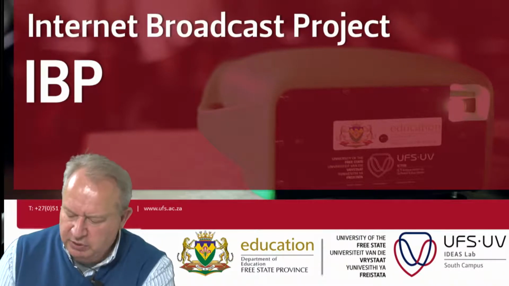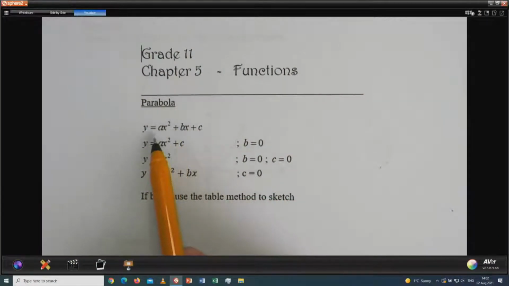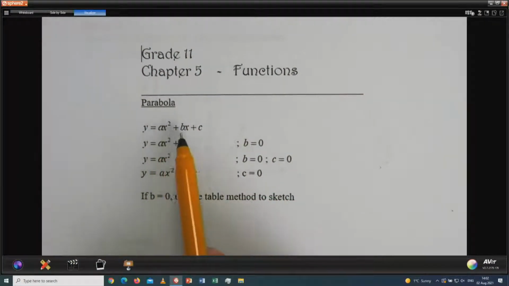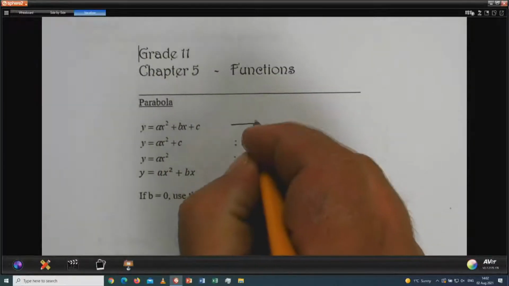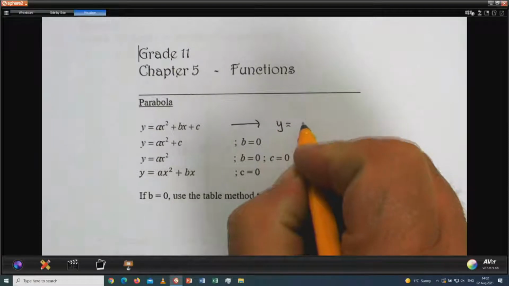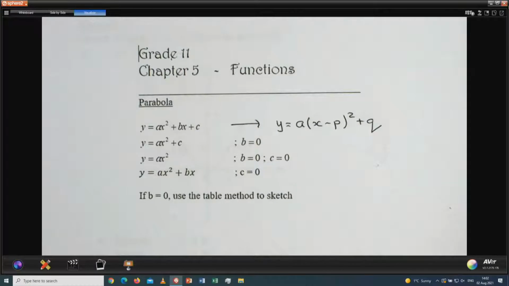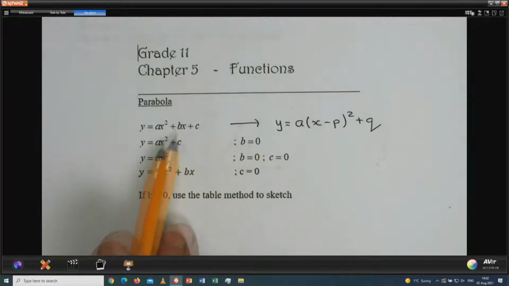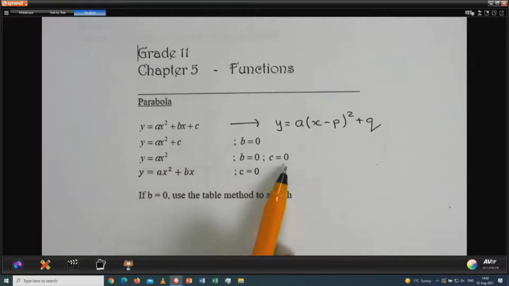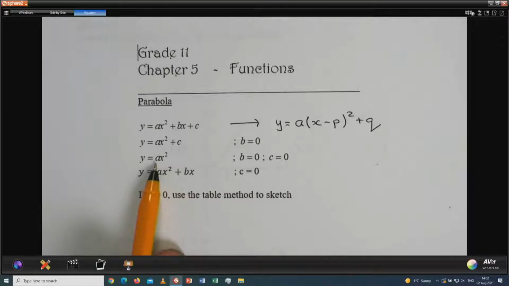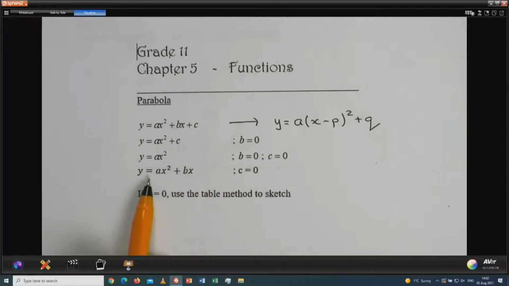Now, the general equation of the parabola is given by the formula y is equal to ax squared plus bx plus c. If you can complete the square, you can also write it in the form y is equal to a(x minus p) all squared plus q. Now, if there is no b value, the parabola can be in the form y equal to ax squared plus c. If there's no b or c value, then y is equal to ax squared. If there's no c value, then y is equal to ax squared plus bx. Now, if there's no b value, we usually use the table method to sketch the graph.